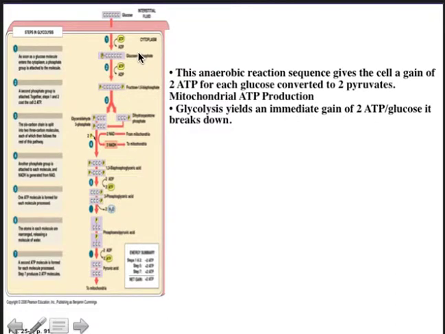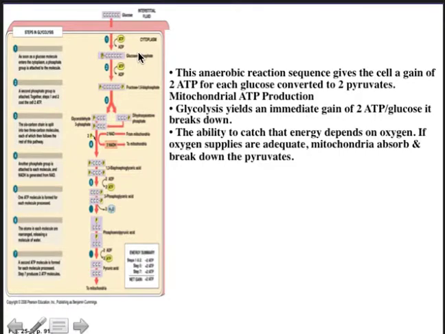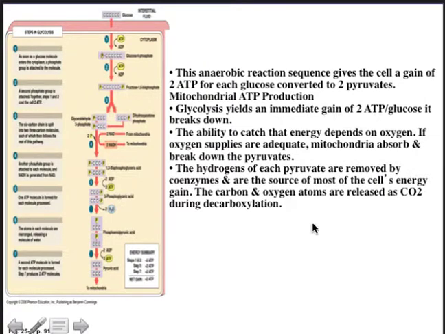Glycolysis yields an immediate gain of 2 ATP per glucose that it breaks down. The ability to catch that energy depends on oxygen. If oxygen supplies are adequate, mitochondria absorb and break down the pyruvate and generate even more ATP. The hydrogens of each of the pyruvates are removed by coenzymes and are the source of most of the cell's energy gain. The carbon and oxygen atoms are released as carbon dioxide during decarboxylation reactions.